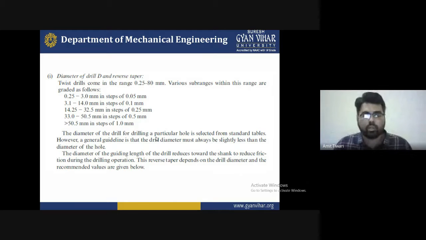The diameter of the drill we are using and the hole for the selected part, and the diameter of the guided length. So these are the twist drill, the guided length and shank, reduced to reduce the friction during the drilling operation. This reverse taper depends upon the drilling material. So that's why we require standardization. We do not choose this randomly, which is not applicable. So only the 0.25 and 3.0 mm steps are very important. We have 3.1 and 14.0 because we have to conduct this range.